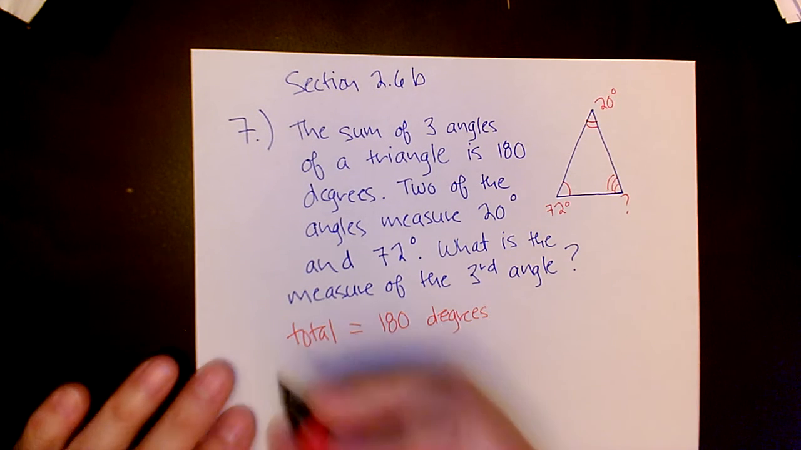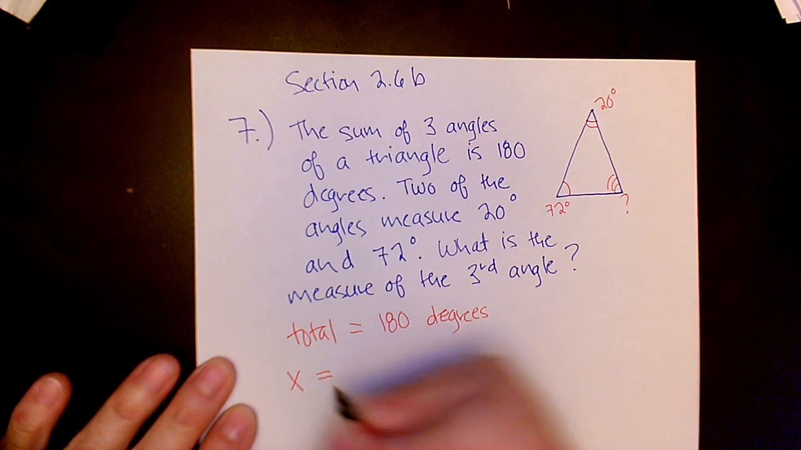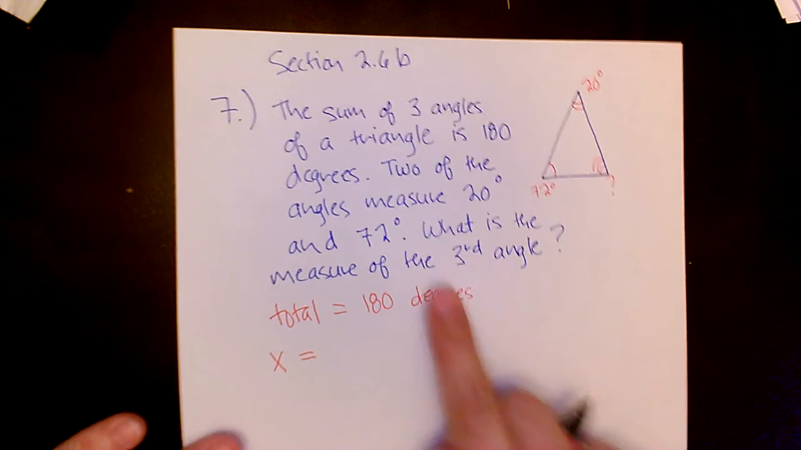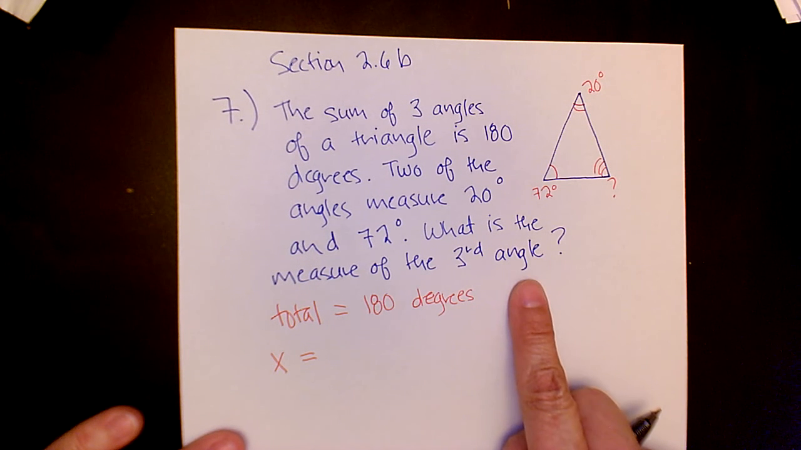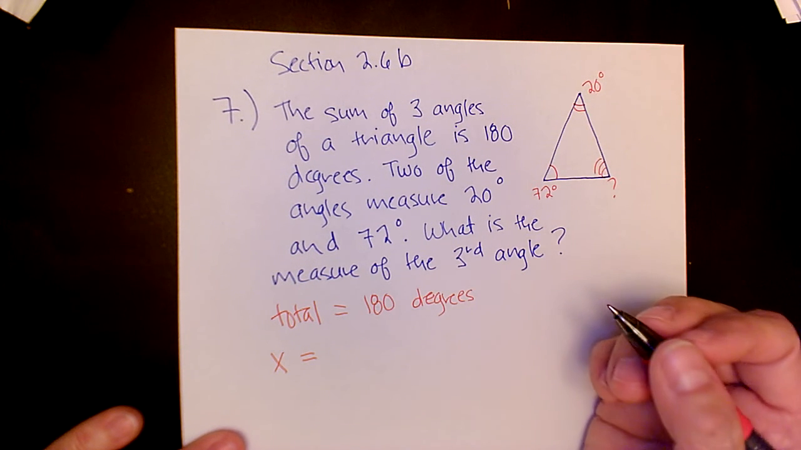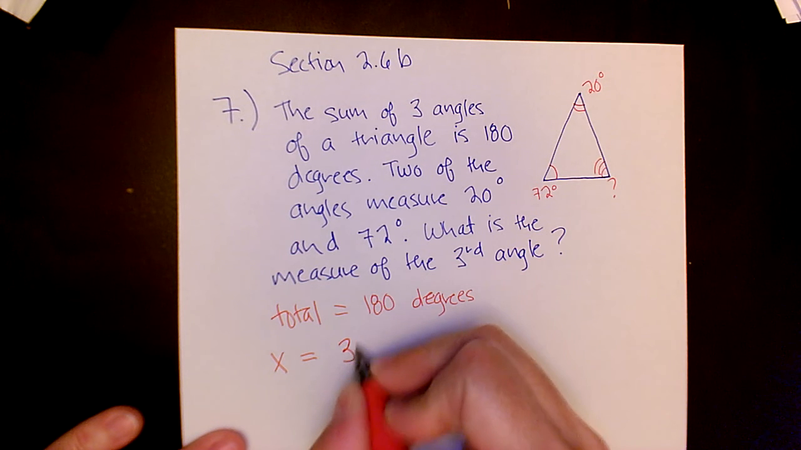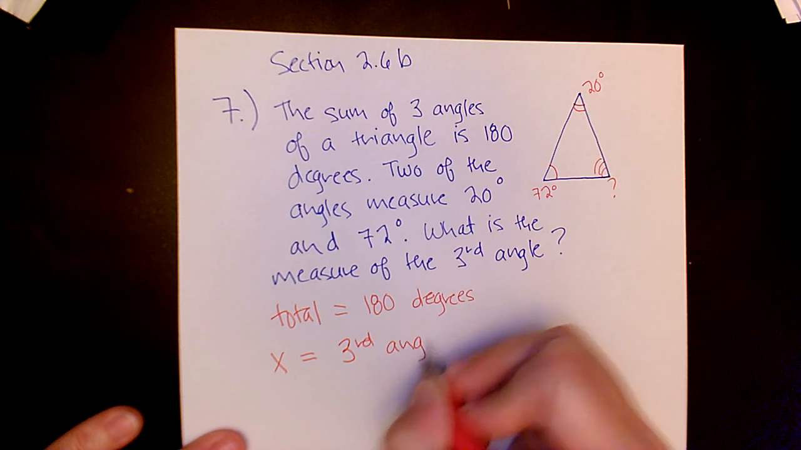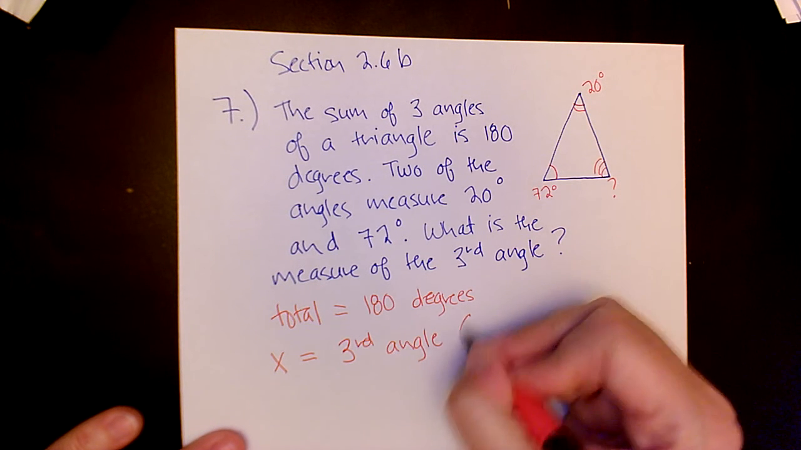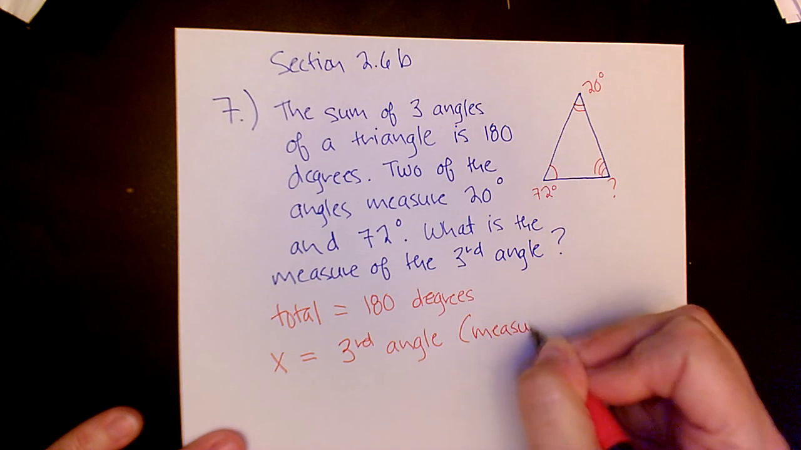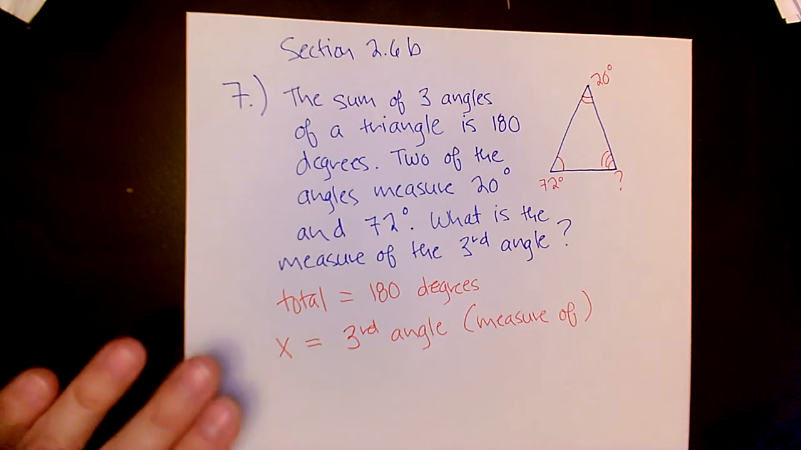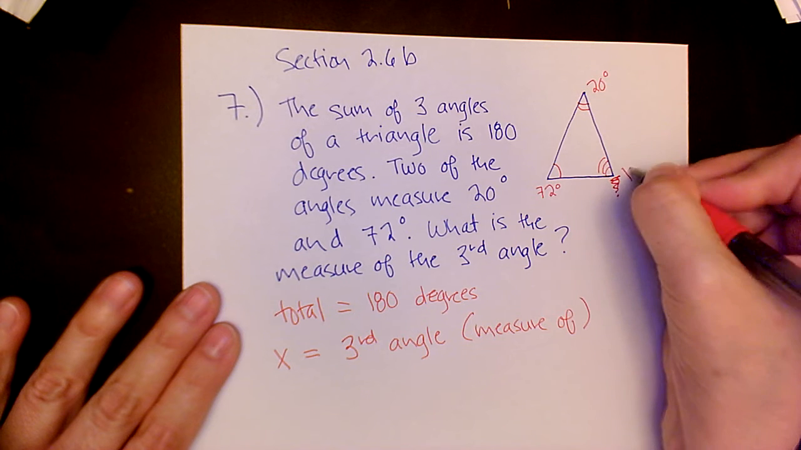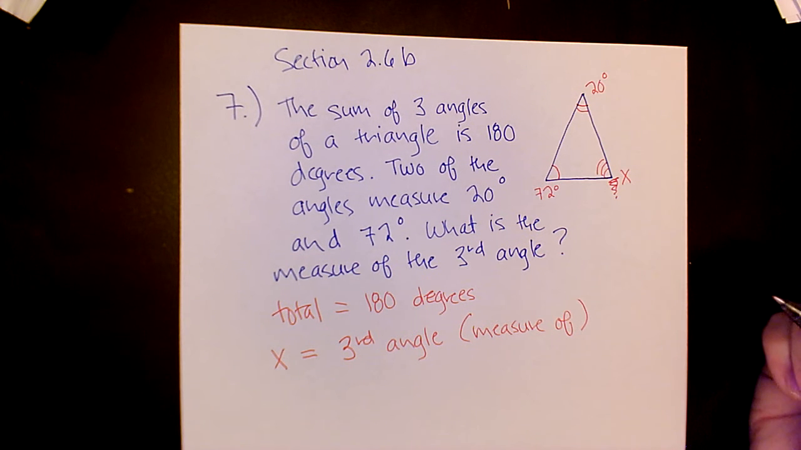So I'm going to let x, because that's what we don't know. We're always looking to find x, and it's usually whatever they're asking us, usually in the last sentence. What is the measure of the third angle? So I'm looking for the third angle, so x is going to equal the third angle. Or you could say measure of the third angle. Okay? So I'm going to put an x here.